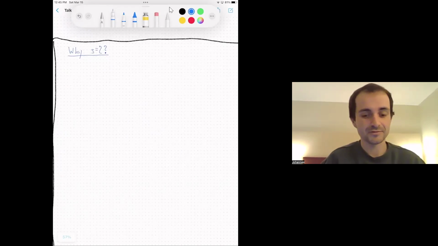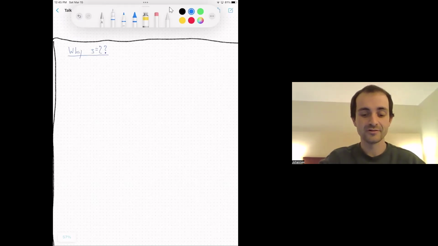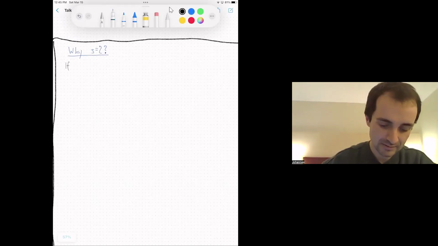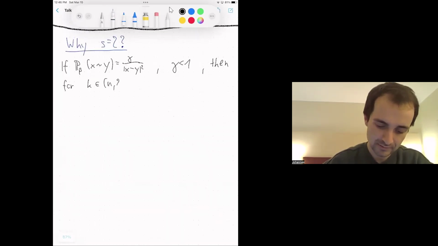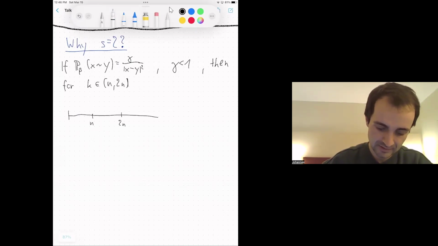Okay, so let me focus a bit on why s equals 2 is a special value, and I'll try to explain how or why you have this discontinuity for s equals 2. So let's assume that the probability that x is connected to y is of order gamma divided by |x minus y|^2. We have k between n and 2n. So that's something like this. We have n here, 2n here, and k somewhere in the middle.